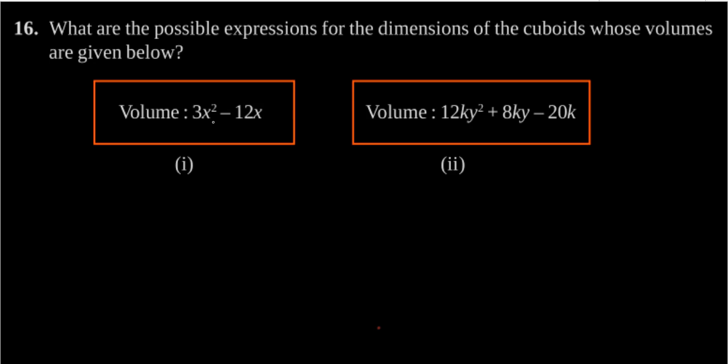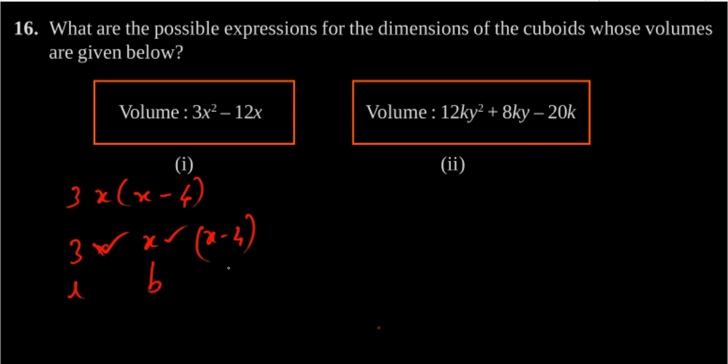Next, volume. Volume is nothing but we have to get length, breadth, height. We need to get 3 factors. So let me factorize this polynomial to get 3 factors. So among this we can take 3 as common outside and x can also be taken common outside. So 3x if we take, x is left over in the first term, minus 4 in the next term. So the factors are 3, x and x minus 4. So length, breadth and height. So the volume is this one.